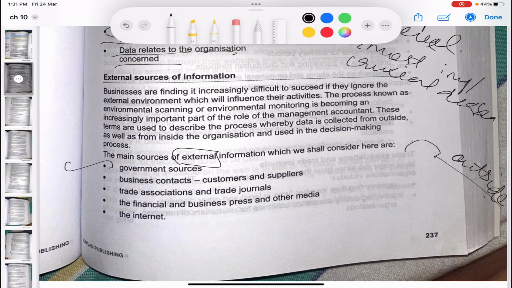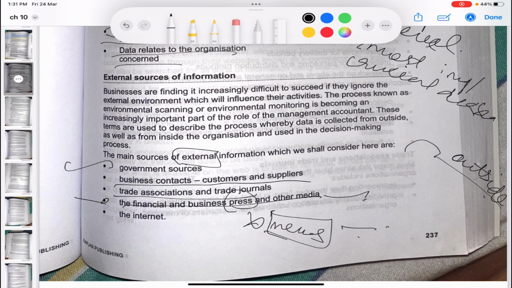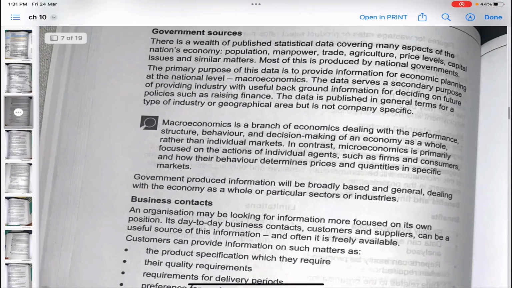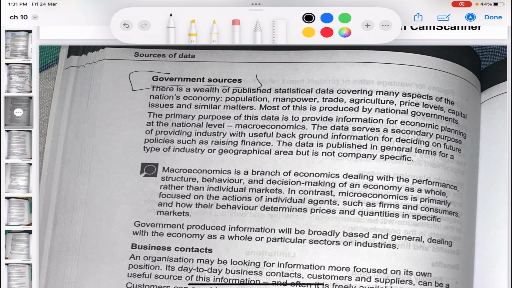So we begin with government sources. Government is external. Then business contacts, our customers and our suppliers; again we are gathering information from something external to our business. Then trade associations and trade journals, financial and business press and other media. When we're talking about press, we are more or less talking about news channels, news reports and news journals, and the internet. All of these comprise external information, something which is outside of our business. Now let's see government sources in detail.